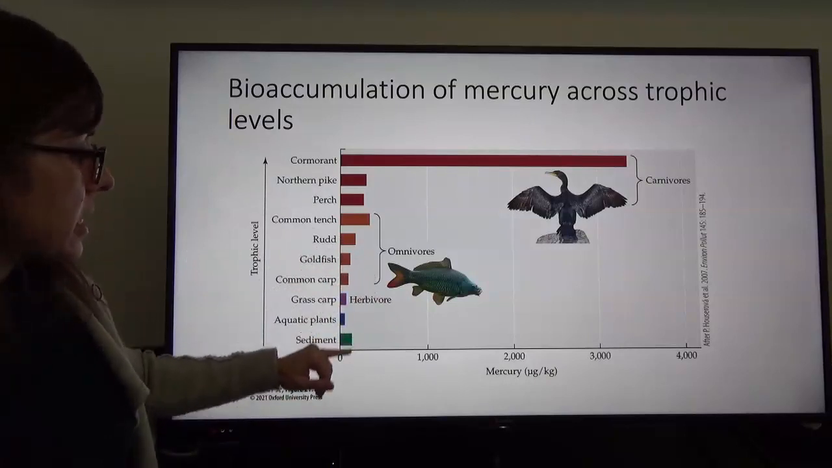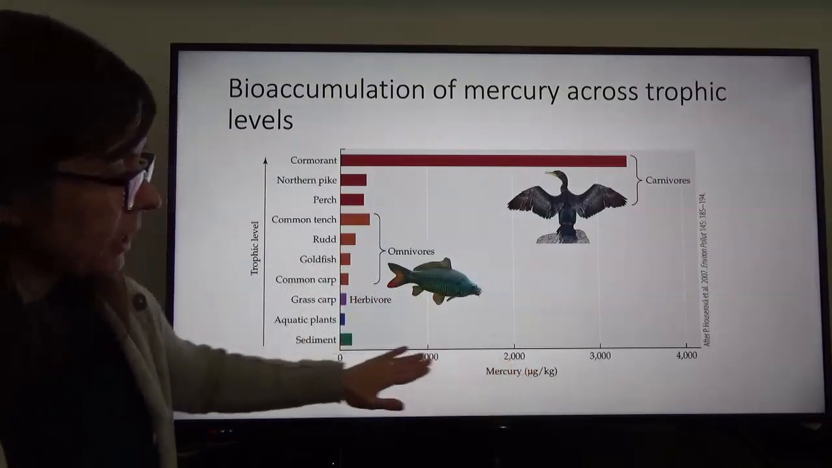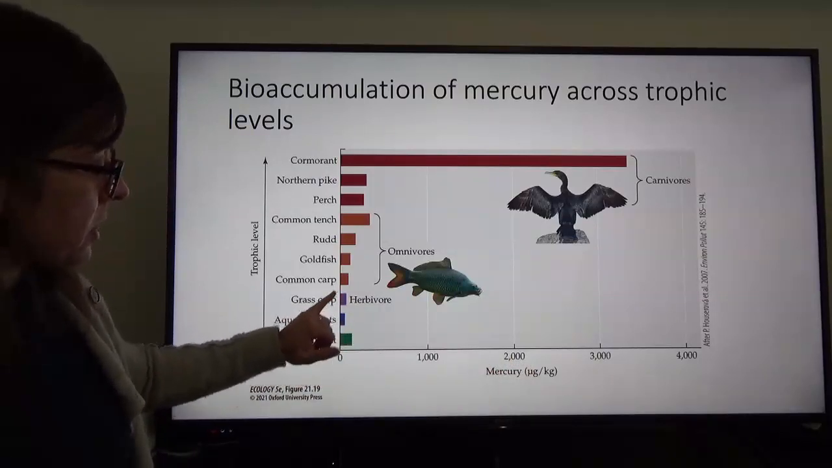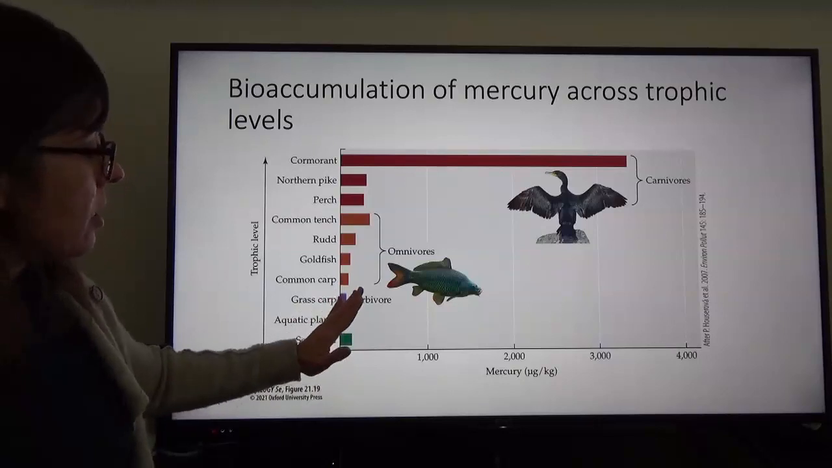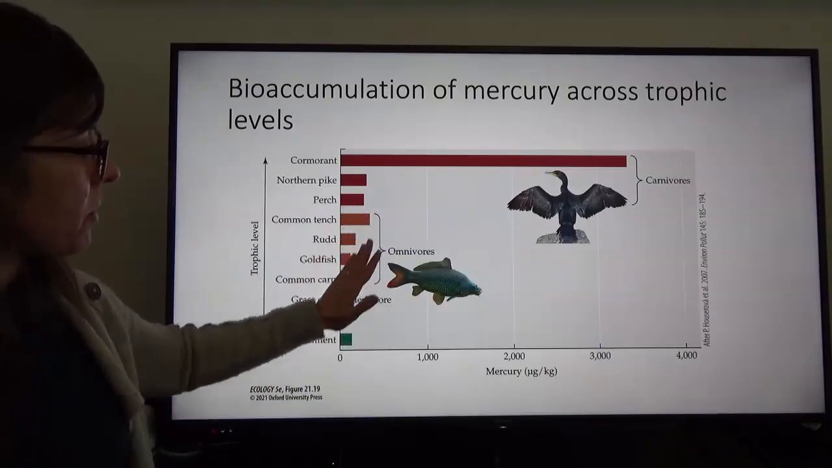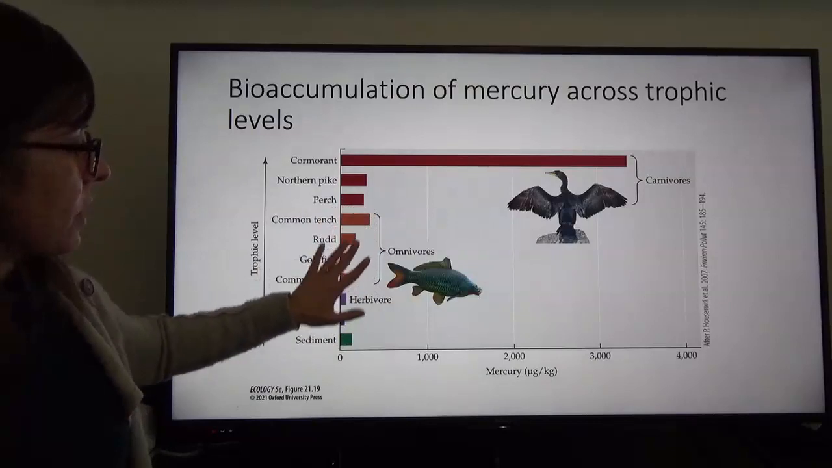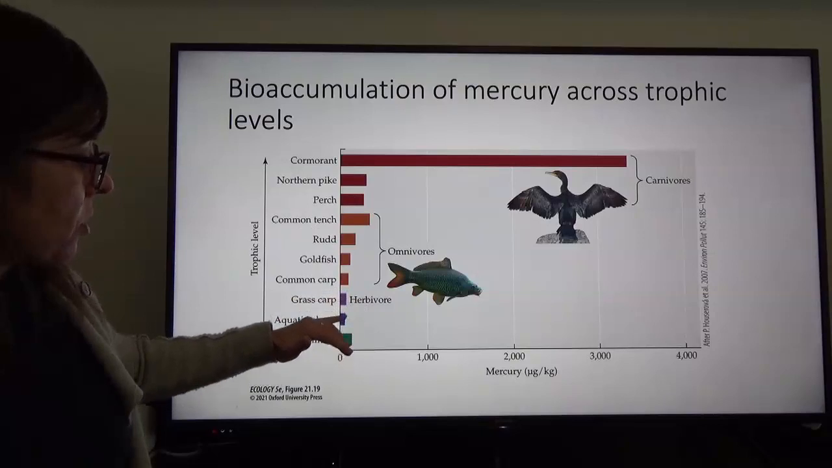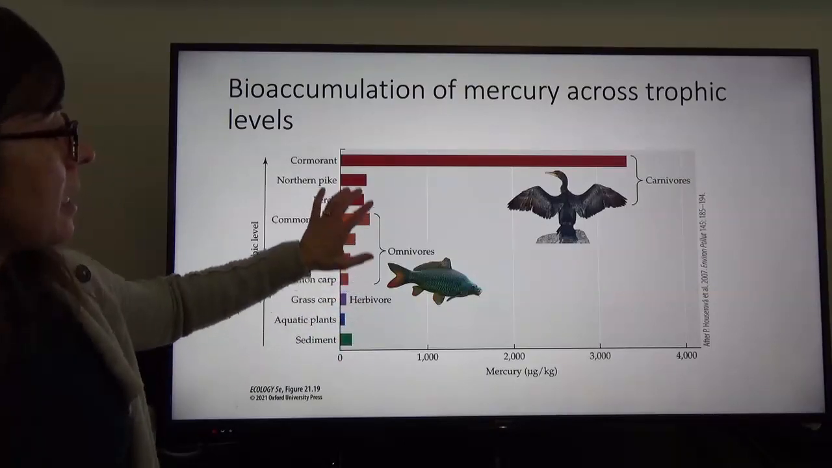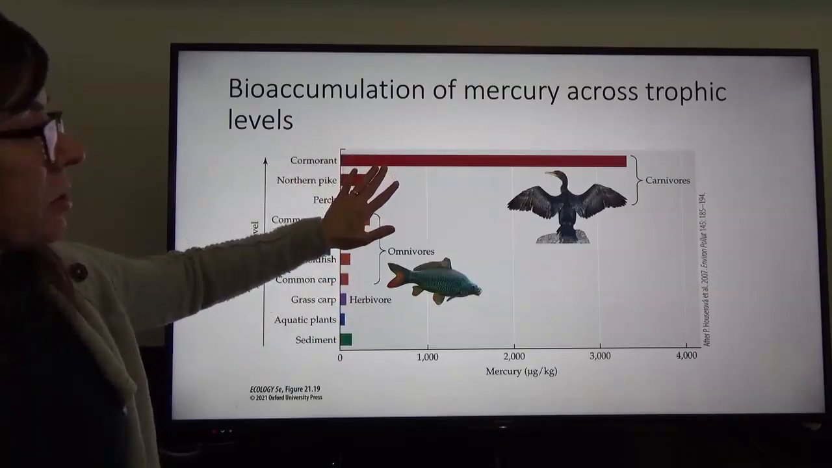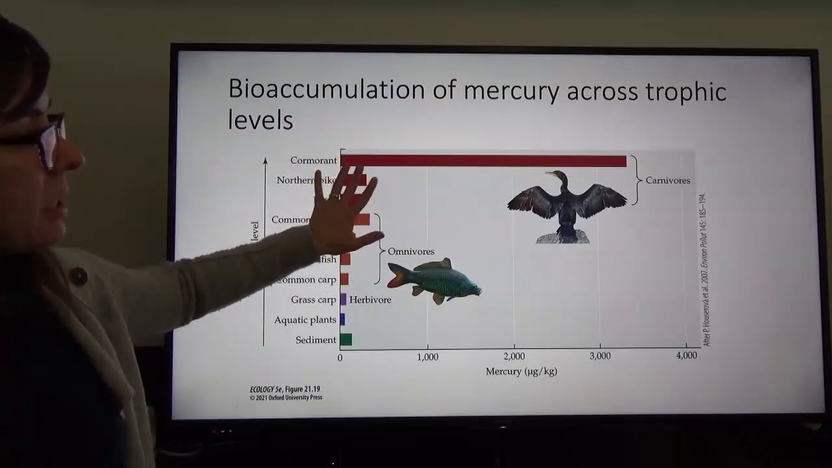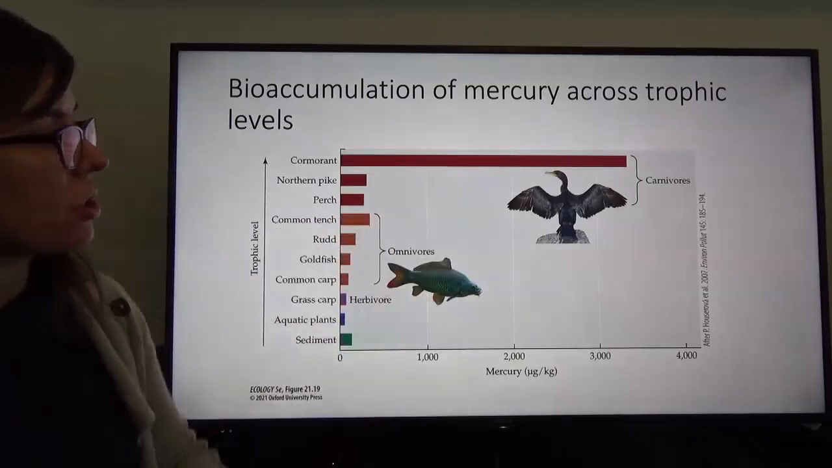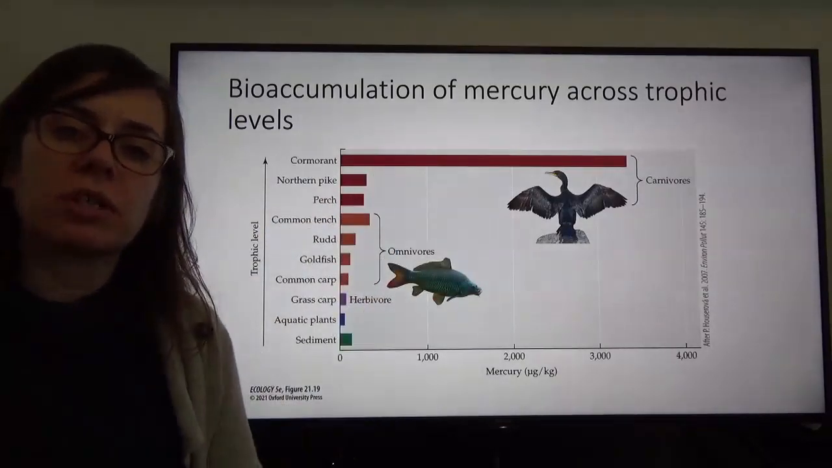You can see here we have mercury in micrograms per kilogram. We can see the concentration in the sediments, the aquatic plants and the herbivores. It stays pretty consistent in this category. We see it increases a bit in the omnivores, species that are feeding on one another, but also on the herbivores and the aquatic plants. And then we see it quite a lot higher, particularly in the cormorants. So we see this massive increase of mercury concentration in these top carnivore levels.